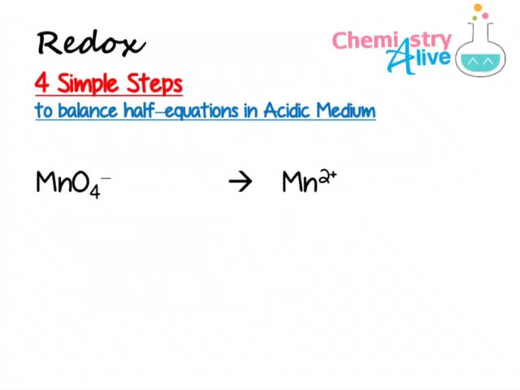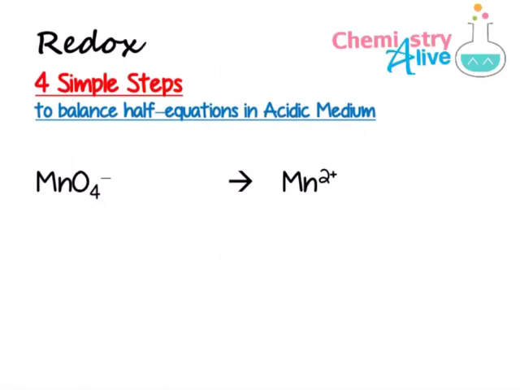So to solve redox questions, the first thing we have to do is to be able to come up with the correct mole ratios for the reactants. But to do that, we have to know how to balance the respective half equations first before we can combine them together in order to obtain the mole ratio.